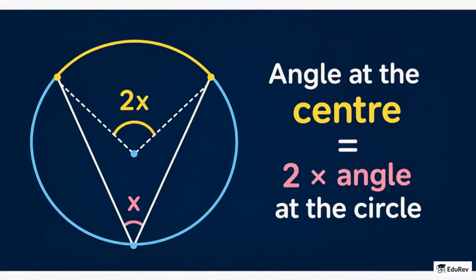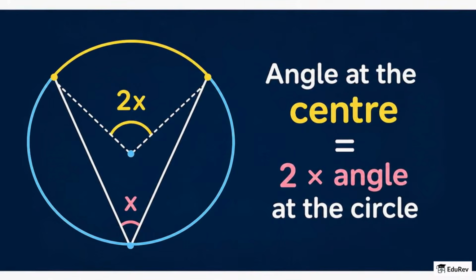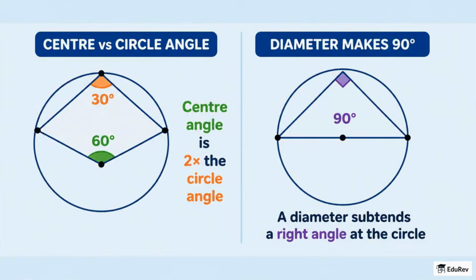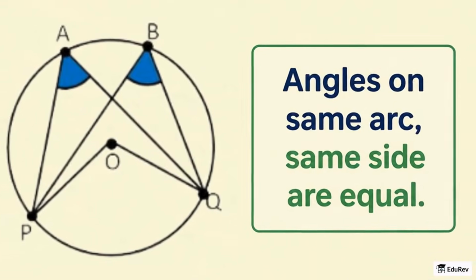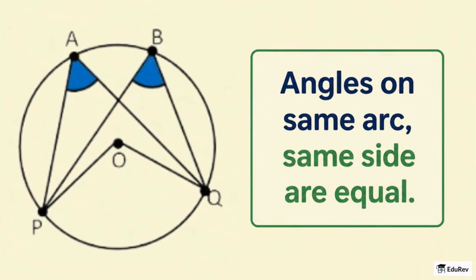Now about angles. The angle an arc makes at the center is double the angle it makes at any point on the circle away from the arc. For example, if the central angle is 60 degrees, then the angle on the circle that looks at the same arc is 30 degrees, and a diameter makes a right angle of 90 degrees at any point on the circle. Also, all angles standing on the same arc on the same side are equal. That helps find many unknown angles quickly.